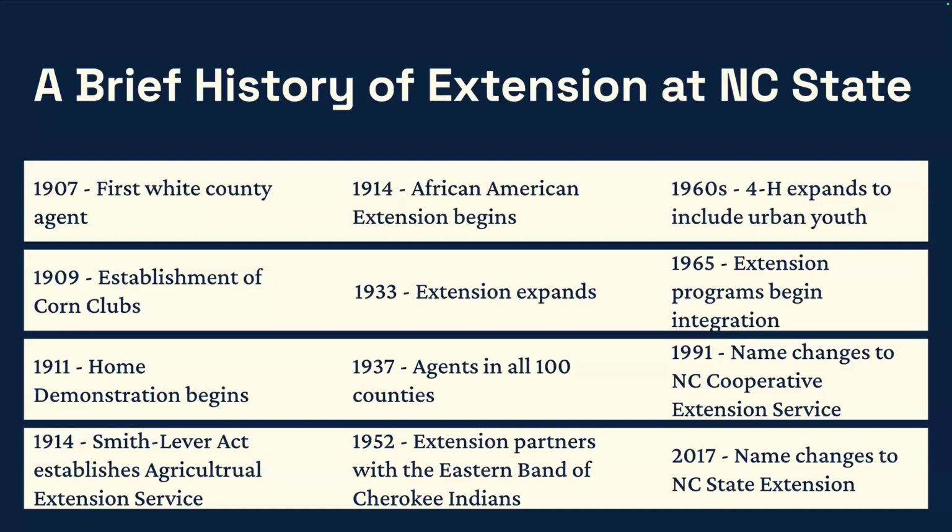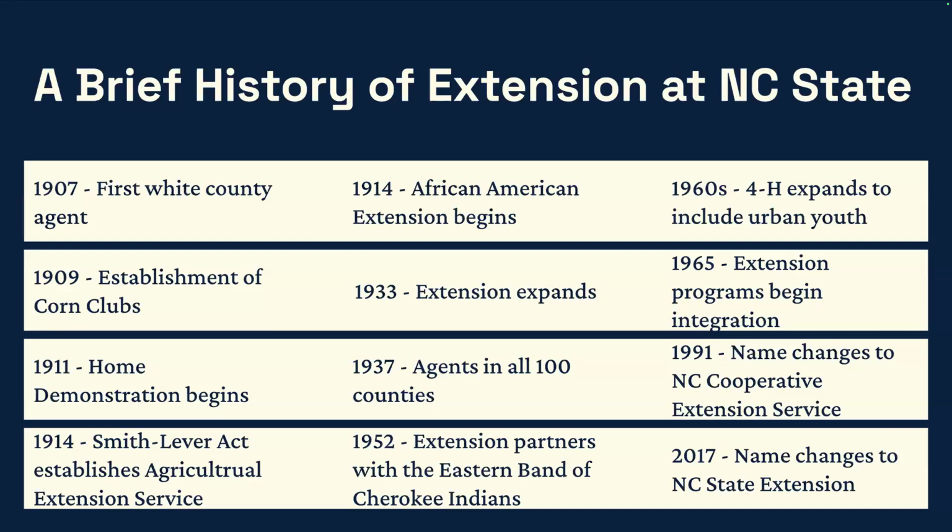And then in 1933, we have our first big expansion of extension due to various New Deal programs. It was able to expand on its activities. Then in 1937, we have a milestone for extension because it is the first year where there are agents in all 100 counties in North Carolina. Before that, many agents were responsible for large areas and crossed county lines often. Then in 1952, this expanded to 101 to include an office for the Eastern Band of Cherokee Indians.